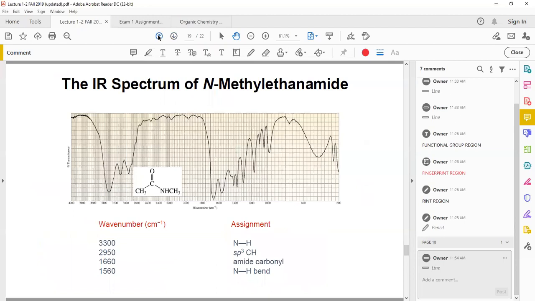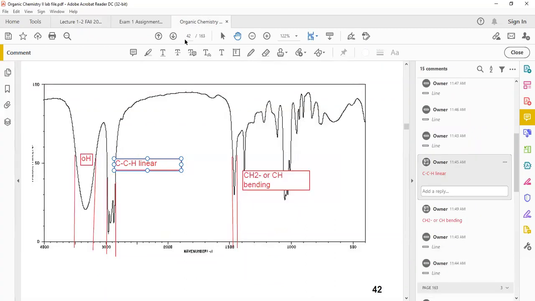Any questions with the IR? Other quick tip that we can use. I have a question. Mm-hmm.